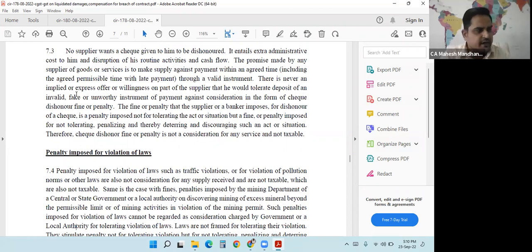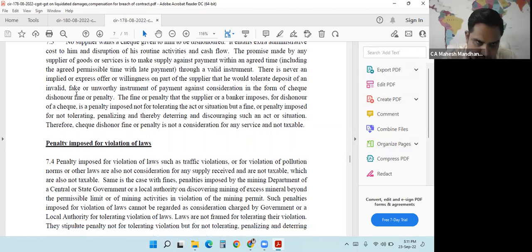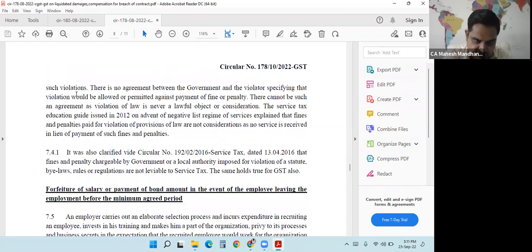Whenever any penalty is laid down in any law and it is required by any government authority, local authority, central government or state government, then whatever penalty is recovered by the authority will not be treated as a supply. These penalties are not recovered to motivate persons to violate the law, but to act as a deterrent, a demotivation, to discourage persons from committing a breach of law. So there is no supply of service, no GST.